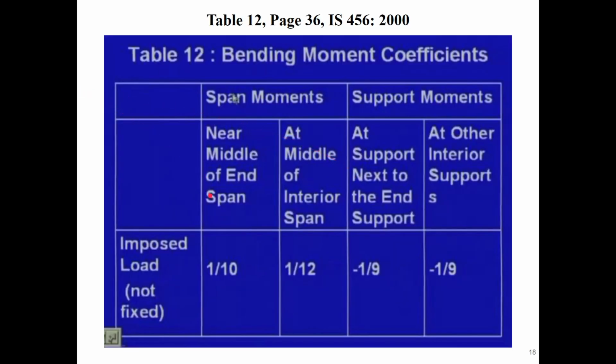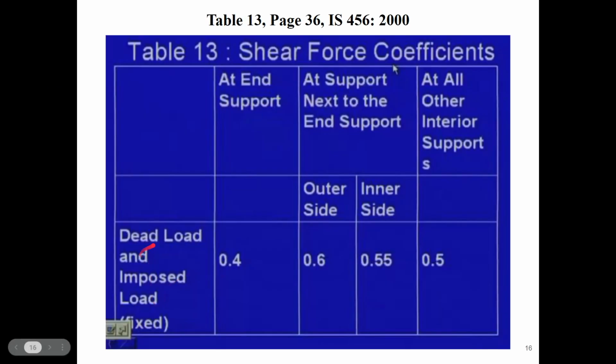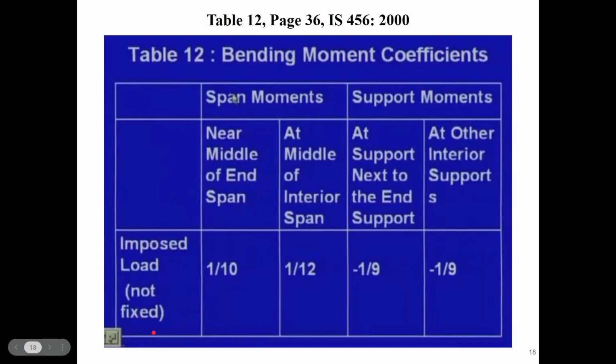These conditions were basically dead load and imposed load, fixed. But if there is no dead load, only imposed load, and that is not fixed, so that is moving, then it will be a little different. For the bending moment coefficient, the span moment near the middle of the end span will be 1 by 10, and at the middle of an interior span it will be 1 by 12. At the support next to the end support it will be minus 1 by 9, and at other interior supports again minus 1 by 9. So in both cases it will be minus 1 by 9.